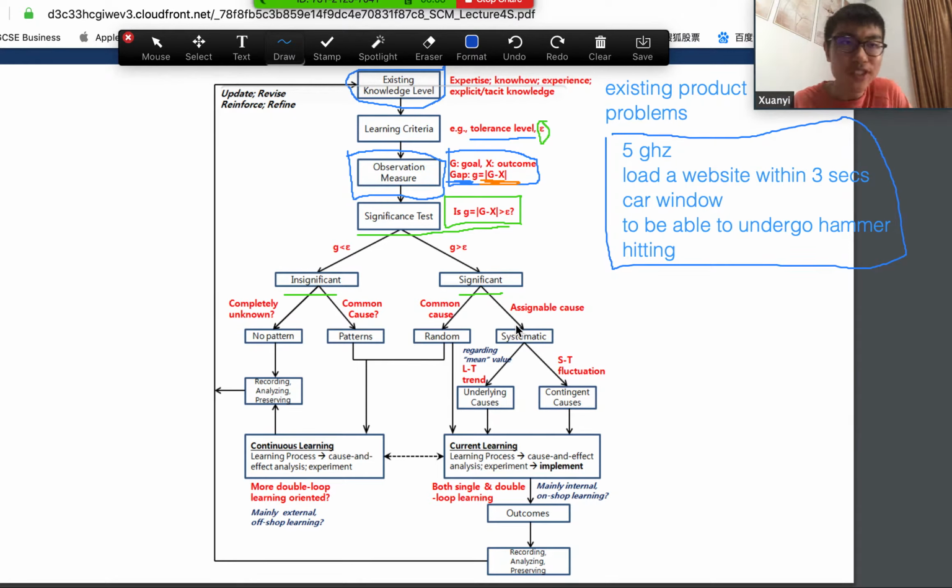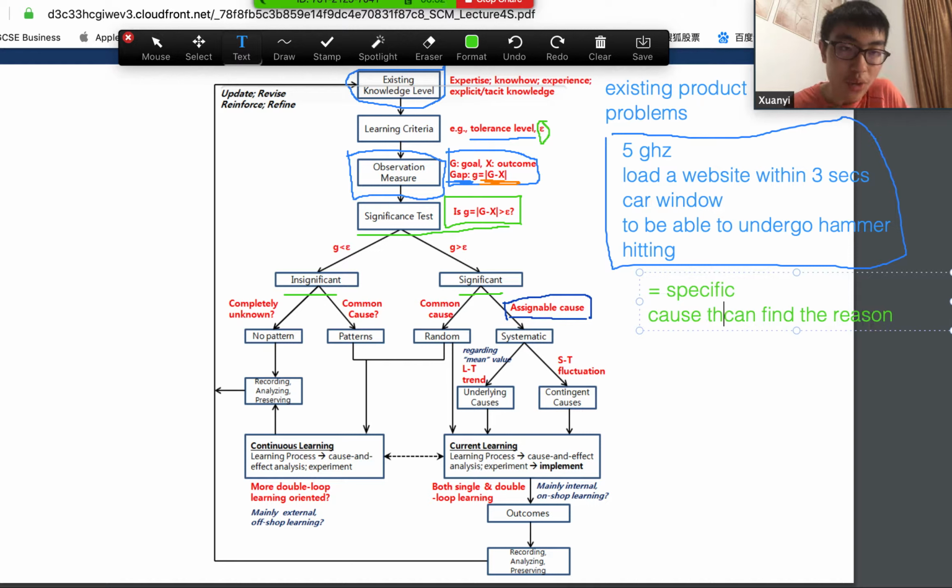Let's talk about significance first. If our problem is significant, we have to investigate what causes this significant problem, whether it is an assignable cause. An assignable cause, in other words, means a cause that is specific, a cause that you can find the reason for.